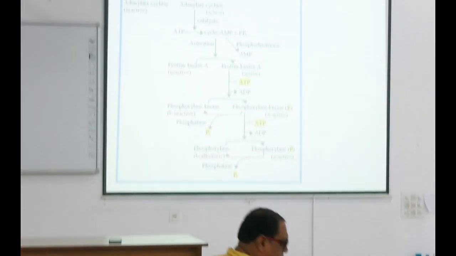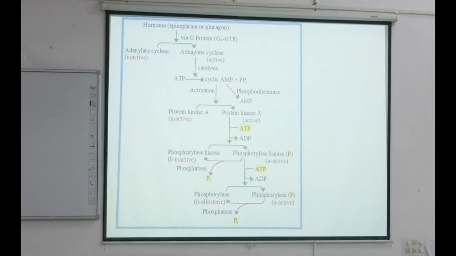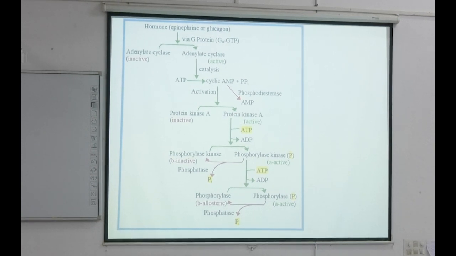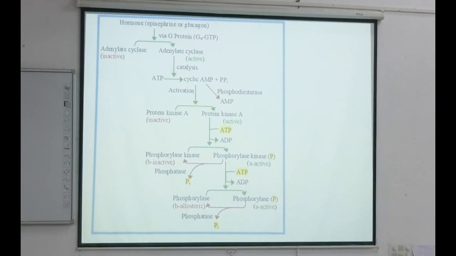It starts with epinephrine above, correct? Glucagon or epinephrine. They first bind to a specific receptor, the beta receptor, which triggers the activation of one enzyme called adenylate cyclase. The adenylate cyclase, when it is active, converts ATP to cyclic AMP.